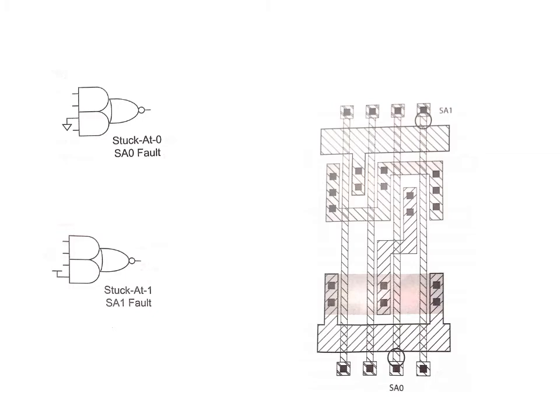So struck at 0 fault occurs when a line is connected to ground permanently, and struck at 1 fault occurs when an input line is connected to VDD permanently. Here in the layout also you can see that a struck at 1 error has occurred because the layer is connected permanently to VDD, and struck at 0 occurs when the line is permanently connected to ground.